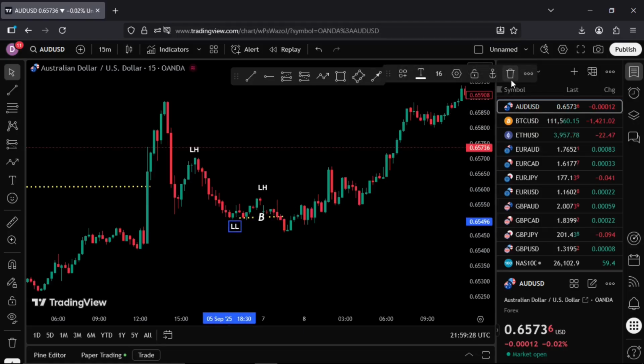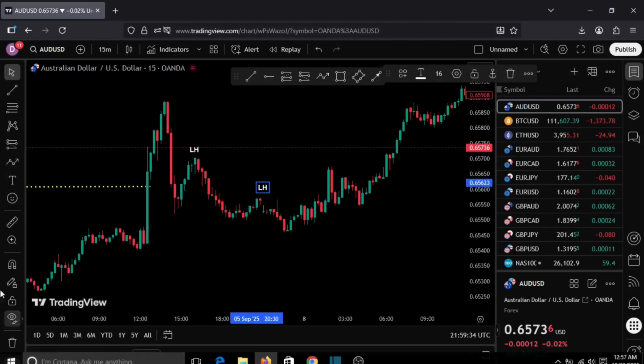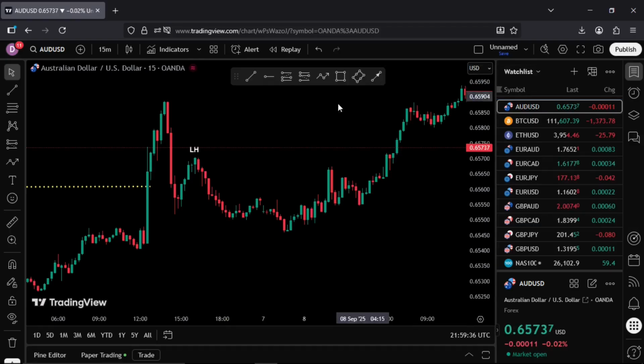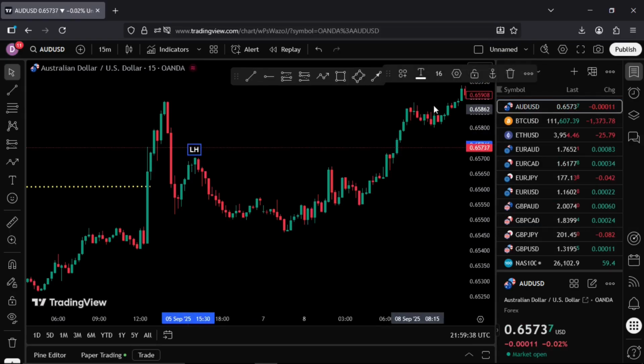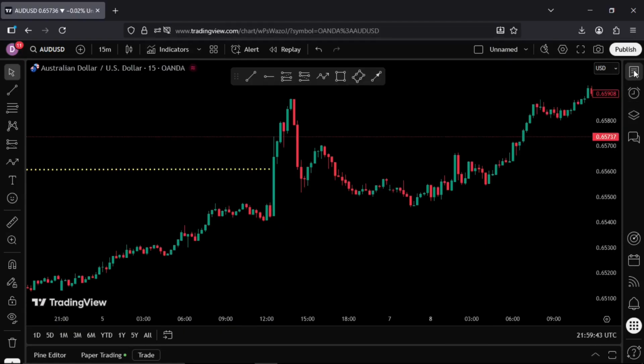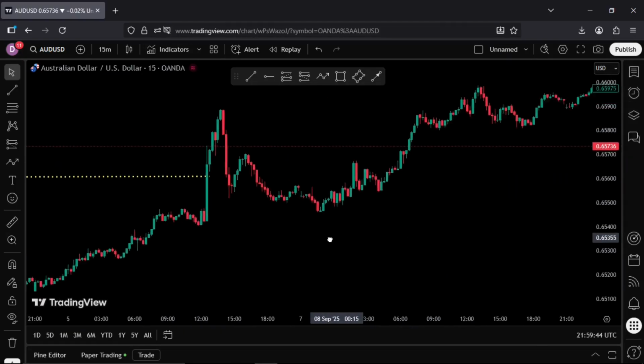Now let me delete this, because I'm going to be adding tools that will make the chart very crowded and untidy. Let me delete that, delete this, and then maximize the space. Let's get some more space on the chart.